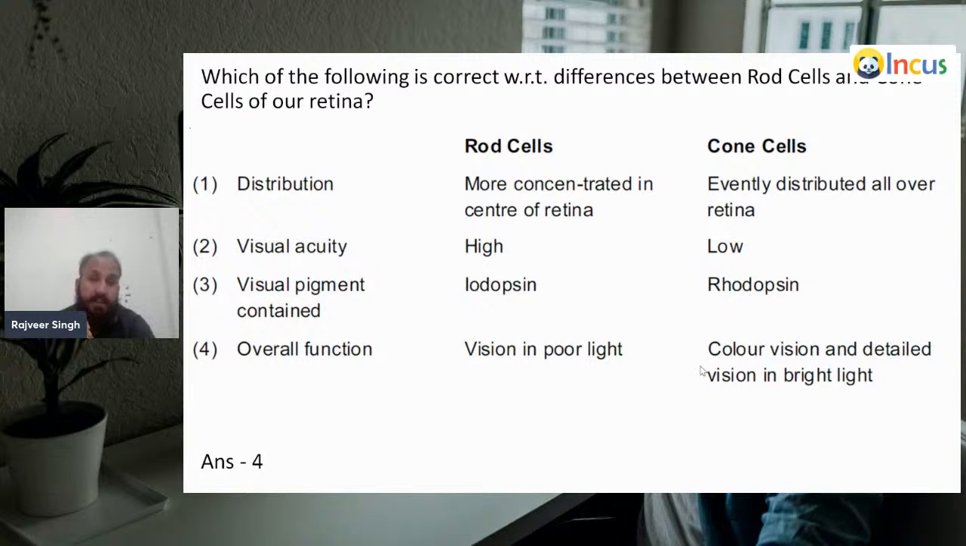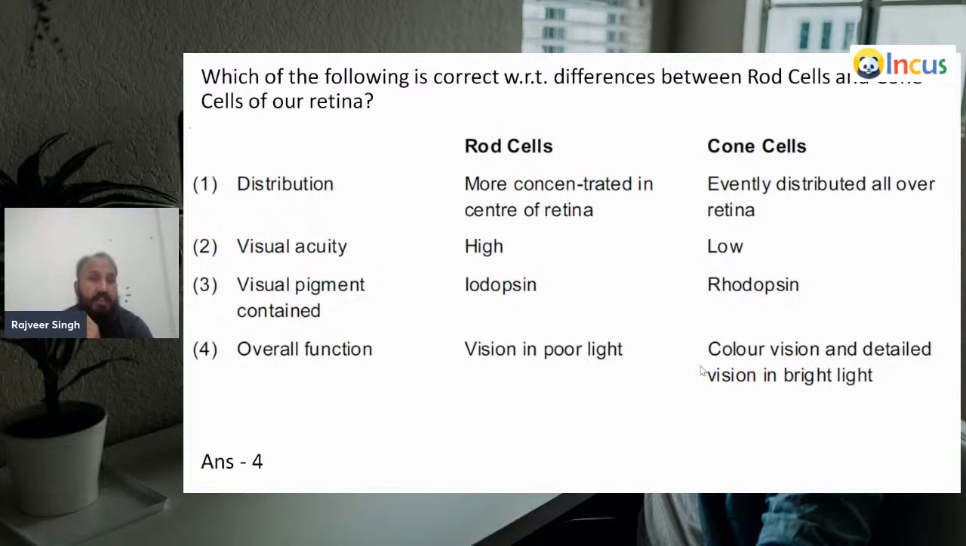Highly vascular. If I talk about visual acuity, visual acuity is high in rods and low in cones. Visual pigment contains iodopsin, rhodopsin. Overall functions: vision in poor light, color vision and detail vision in bright light.